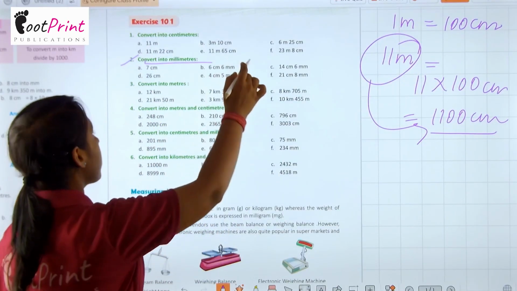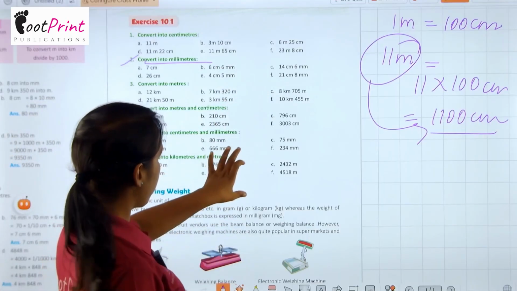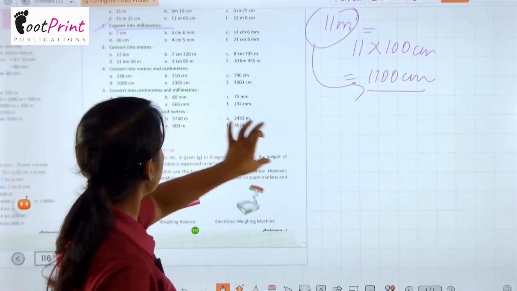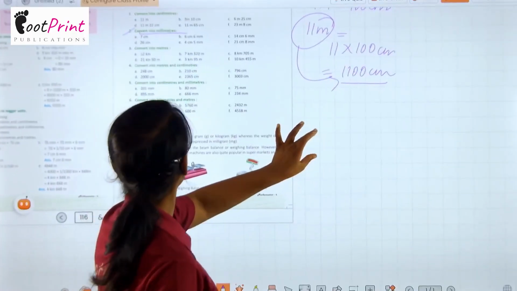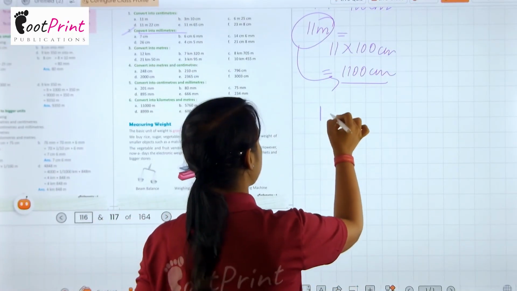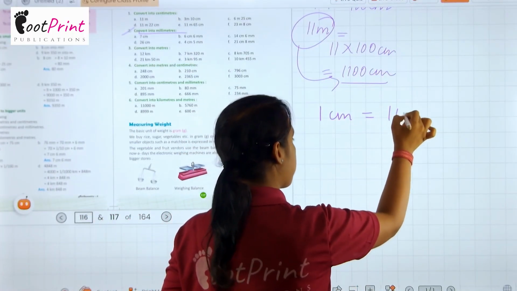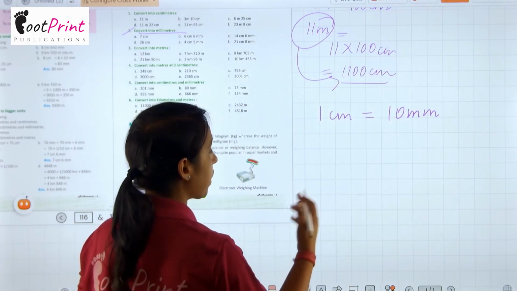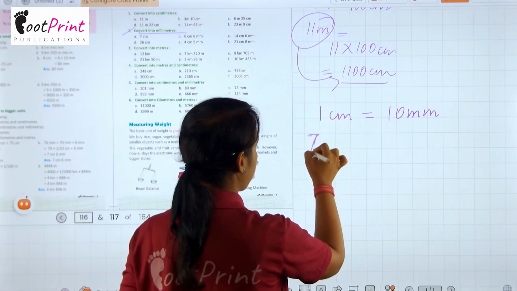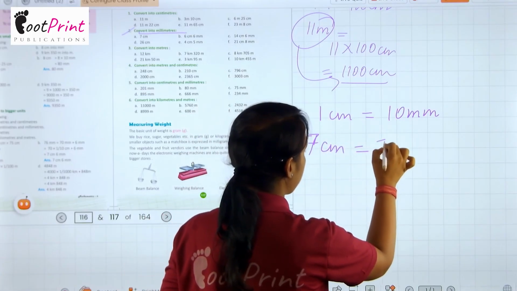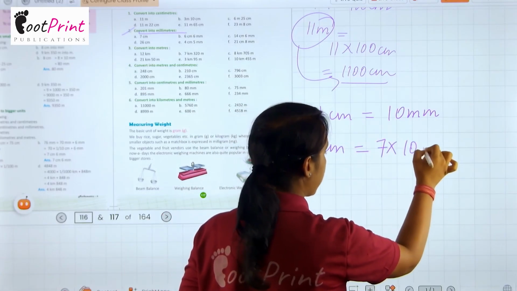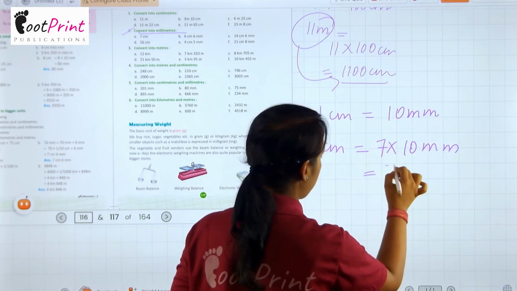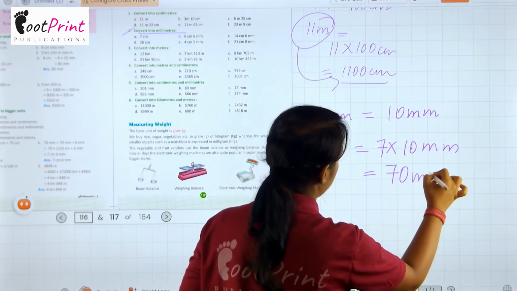Next we have convert into millimeters. We know that 1 centimeter equals 10 millimeter. Okay, and we have to convert 7 centimeter into millimeter. So 7 centimeter will be 7 into 10 millimeter. So we get here 70 millimeter.